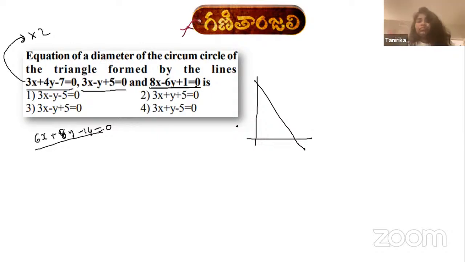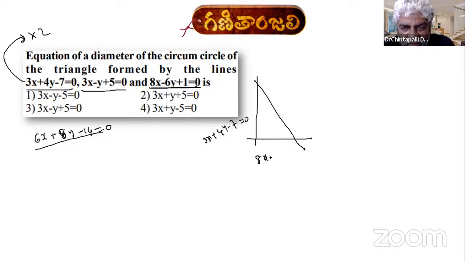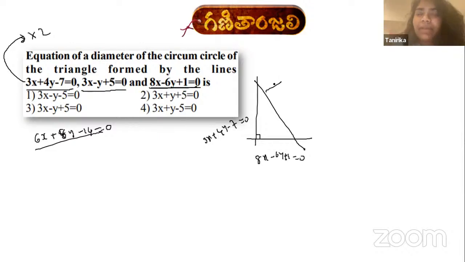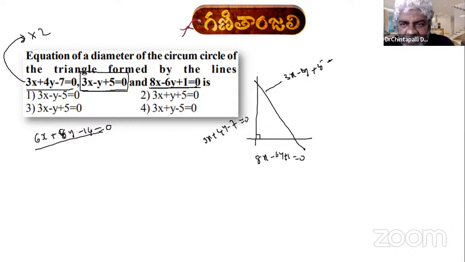If you take the first equation as 3x plus 4y minus 7 is equal to 0, that is the first line. The second line is 8x minus 6y plus 1 is equal to 0. What is the equation of the third line? It is the hypotenuse, by the Pythagorean theorem. Of course, the remaining line is 3x minus y plus 5 is equal to 0, right?